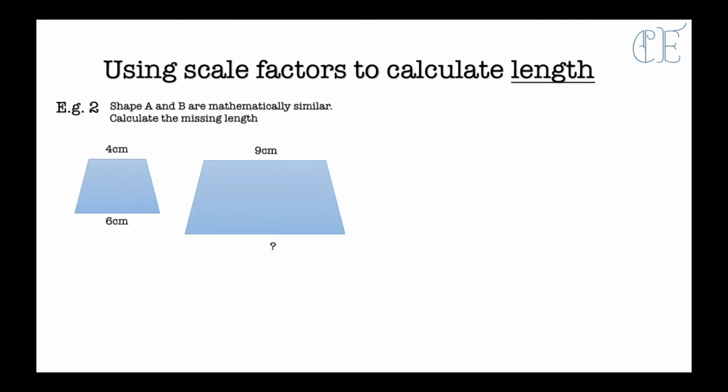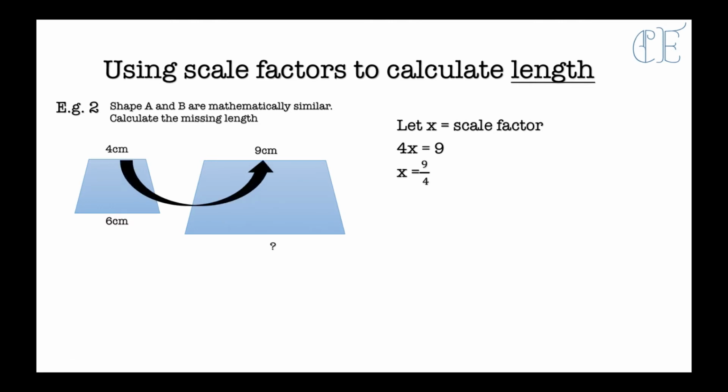Shape A and B are mathematically similar. Calculate the missing length. So first of all, we look at the 2 sides that we do know, and we know that 4 times something gives us 9. So 4x must equal 9. If we divide by 4, we know that x is 9 over 4. So our scale factor is 9 over 4.